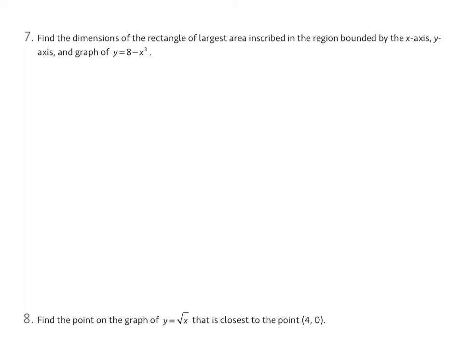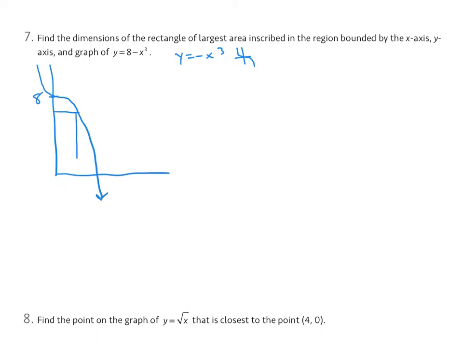Find the dimensions of the rectangle of largest area inscribed in the region bounded by the x-axis, y-axis, and the graph of y equals 8 minus x cubed. I'm going to draw a y-axis and an x-axis, and then the graph of y equals 8 minus x cubed. To visualize that, you'd have to realize that y equals negative x cubed looks like this. So if I graph y equals 8 minus x cubed, it's going to be coming down from a y-intercept of 8. And now I want to put a rectangle inside that.